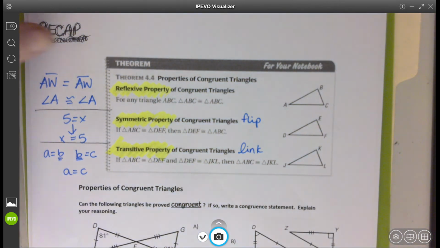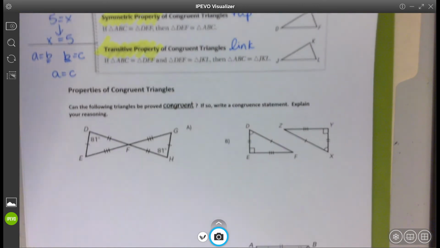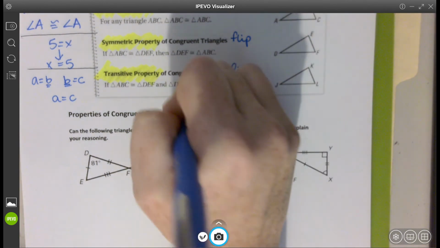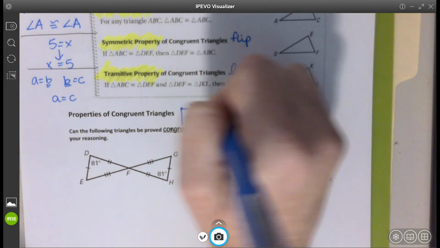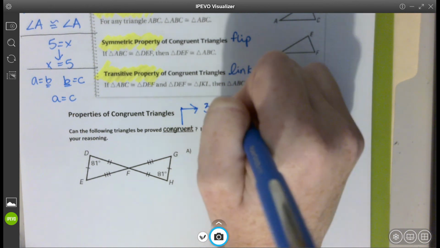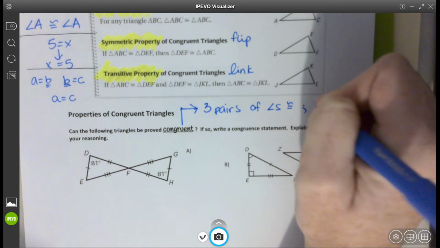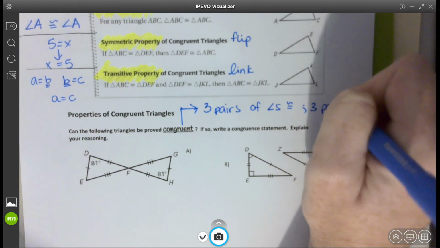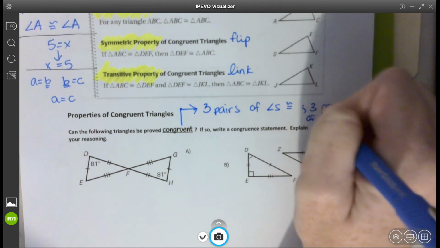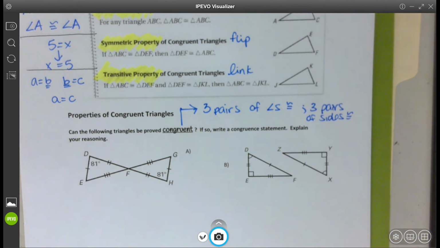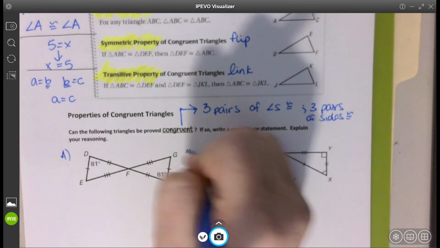All right, so now moving on to properties of congruent triangles. We want to know if these triangles can be proven to be congruent. That means we need to know if we have 3 pairs of angles that are congruent and 3 pairs of sides that are congruent. All right, so let's look at the first one. So that's A, just cross that one out.